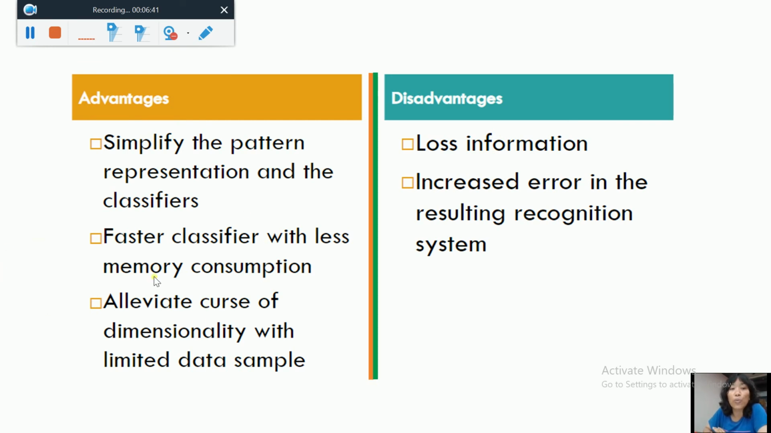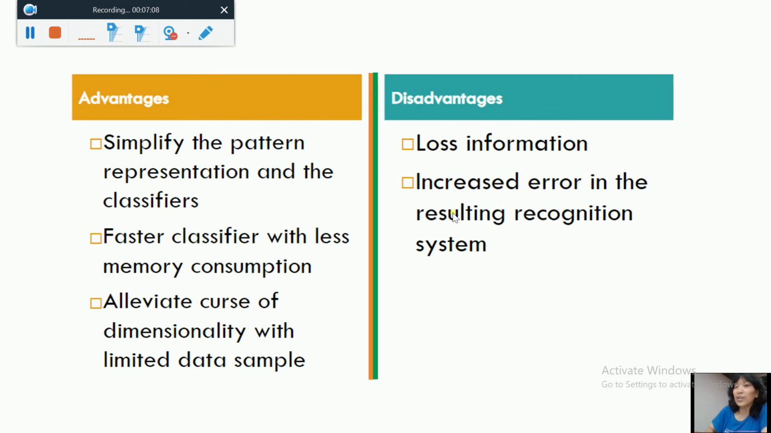Now, in the last section, the advantages of dimension reduction: first, we can easily avoid the curse of dimensionality. We can make our classifier faster, with less consumption of memory and time, and we can simplify the representation. That is, we can easily visualize the data set.